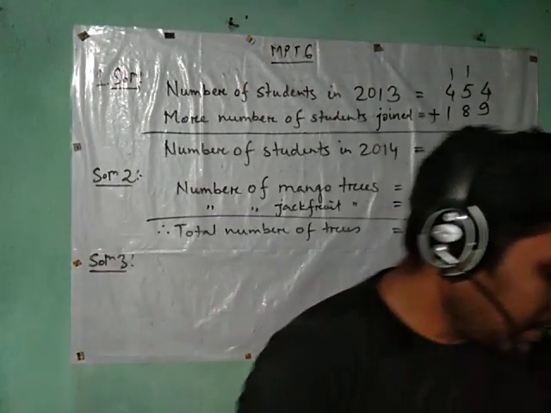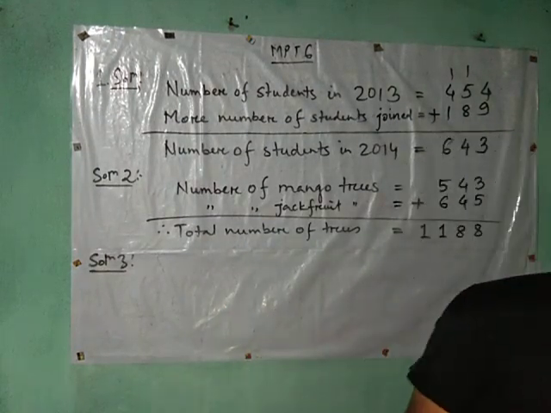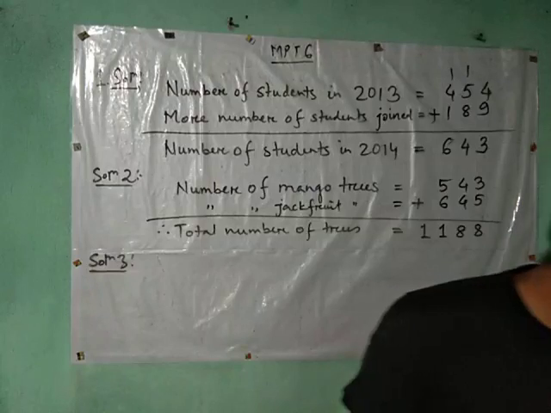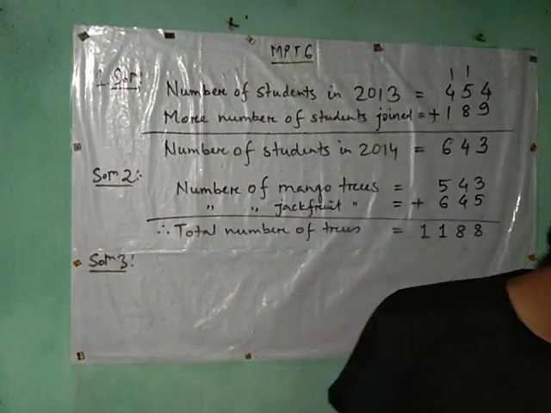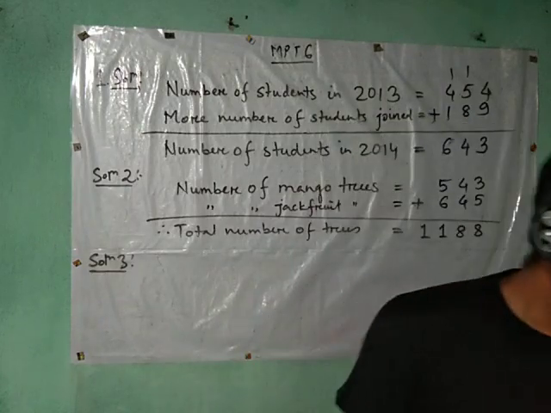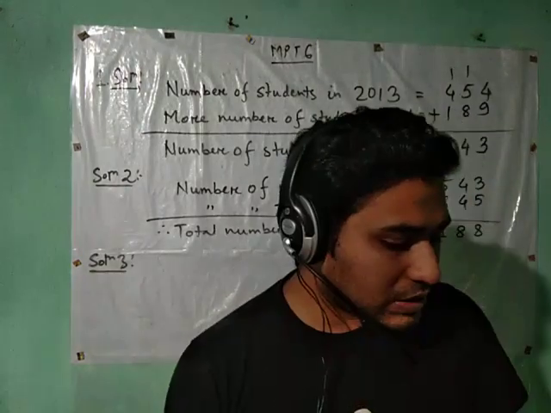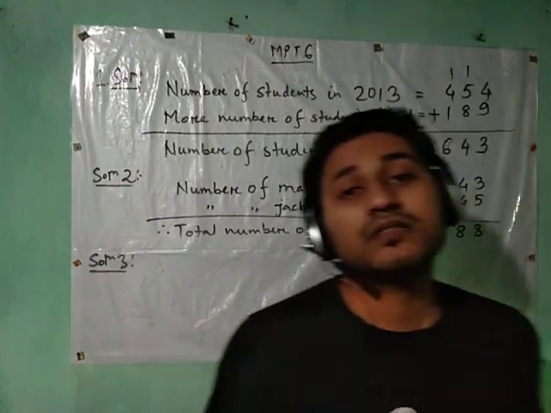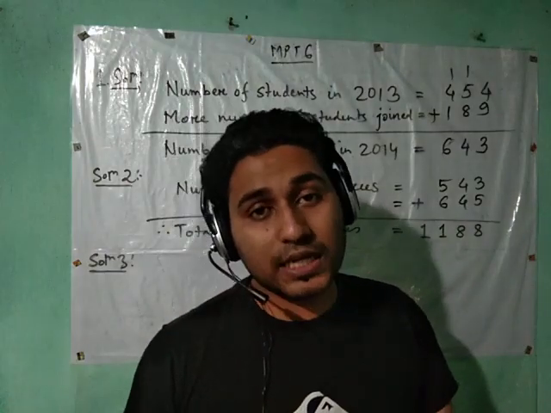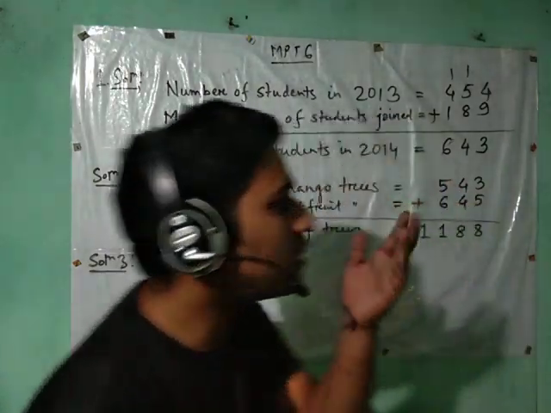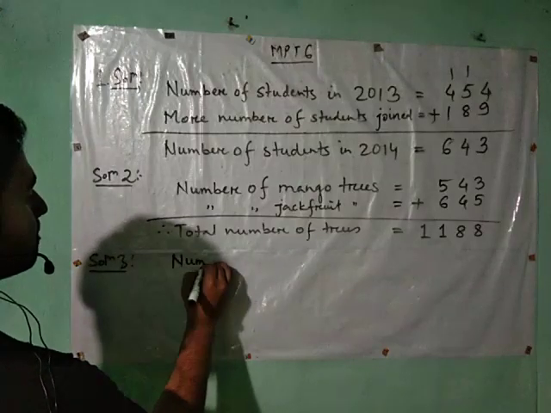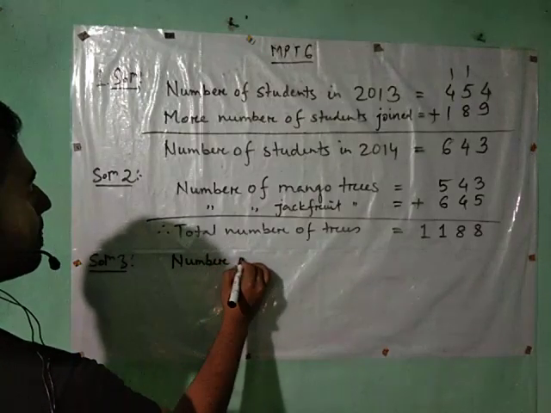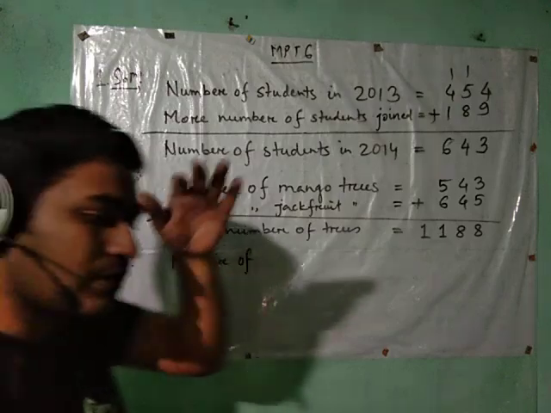Solution number 3. There are 462 apples, 206 mangoes and 411 bananas in a fruit shop. Find the total number of fruits in the shop. See, again you are asked to find the total. Total always gives plus. First you have to write the number of all the fruits.